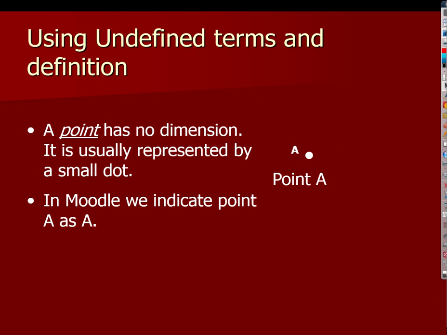We defined a point as being so small that it has no dimensionality. We described it as how many D? How many D was a point? 0D, right? That you can't measure any width, height, or length. In Moodle, and this is kind of important after I'm done going through this slideshow, which by the way is now up on Moodle, so you can download this if you want to at home and look at it also. In Moodle, we would indicate point A as just capital A. That's all you need to do.